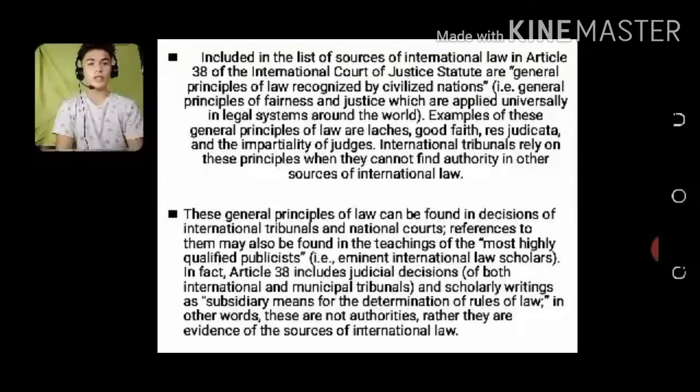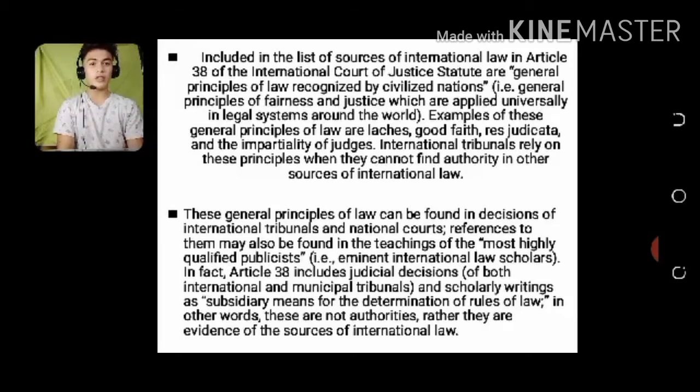Included in the list of sources of international law in Article 38 of the International Court of Justice Statute are general principles of law recognized by civilized nations. For example, general principles of fairness and justice which are applied in legal systems around the world. Examples of these general principles of law are laches, a defense to a proceeding in which a plaintiff seeks equitable relief. The plaintiff means the party who brings a legal action or in whose name it is brought, as opposed to the defendant, the party who is being sued.